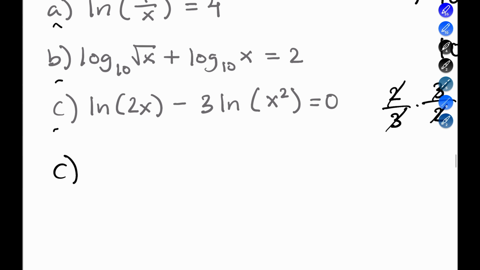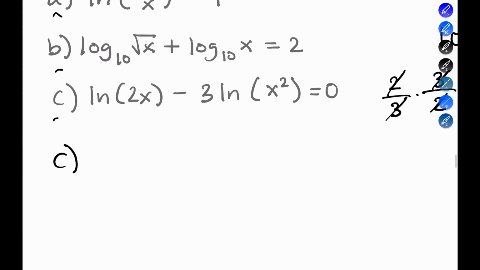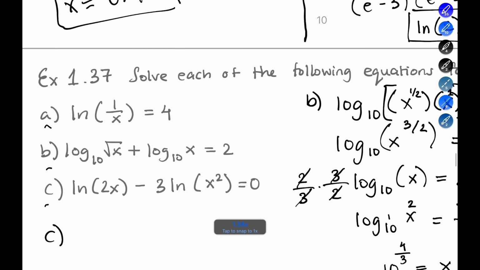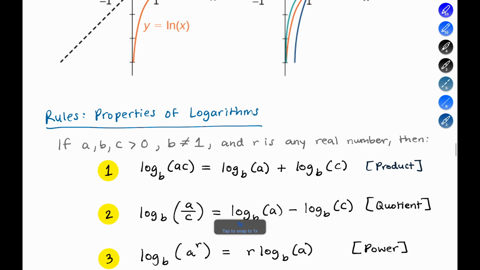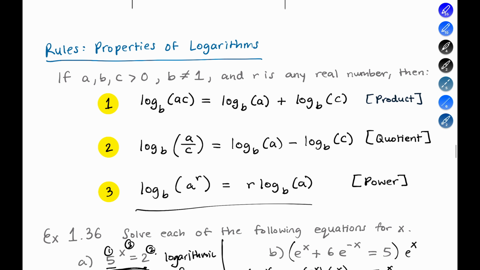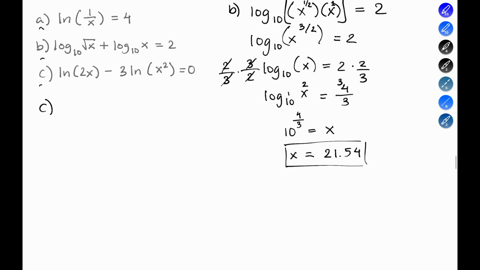So C says the natural log of 2x minus 3 times the natural log of x squared is equal to 0. One thing that I noticed immediately is that there's this 3 just hanging out over here, and that could be put into the parentheses because of the log property, which is the third one. So let's just do that right now.